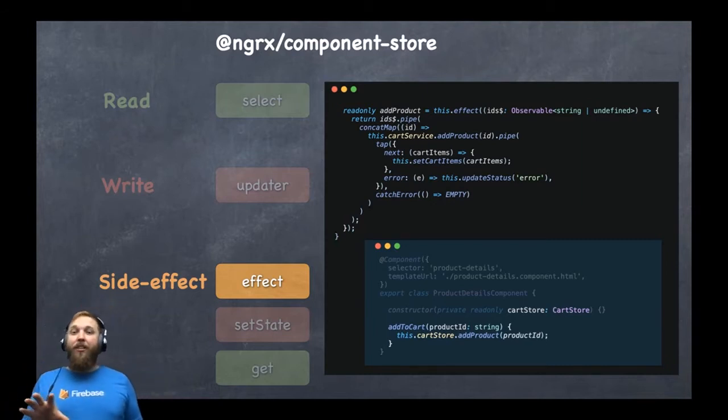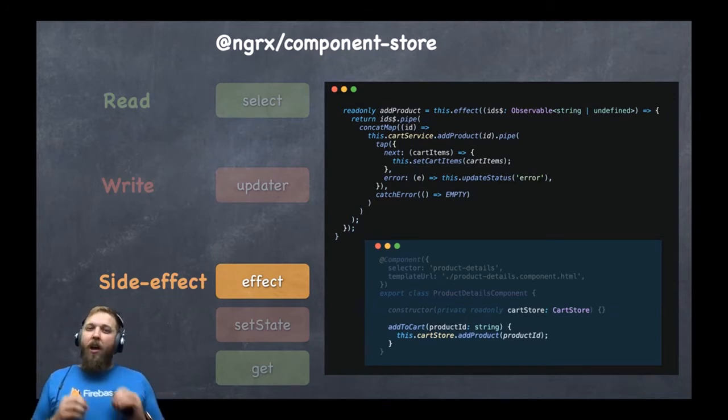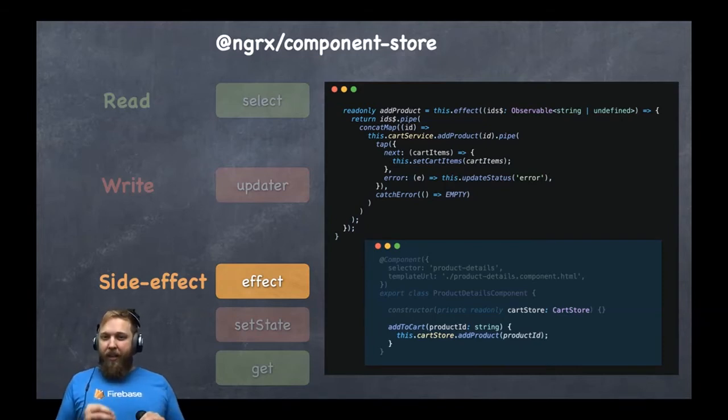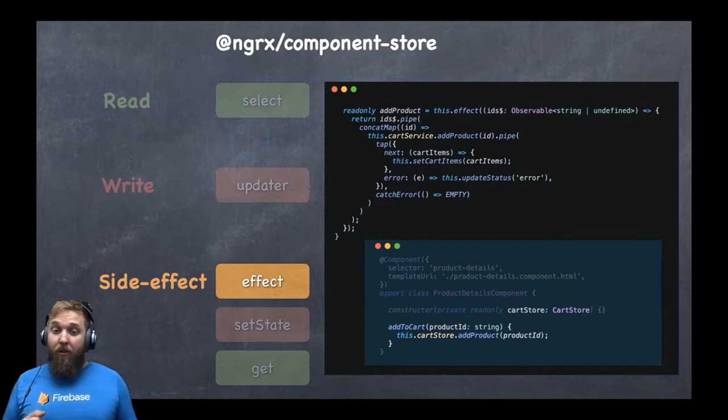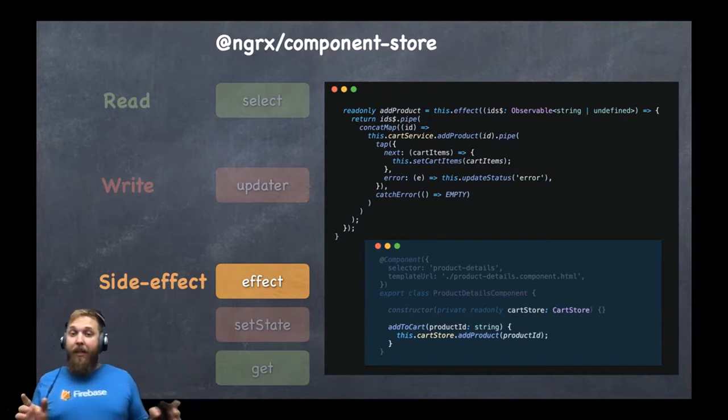But within the effect, we're actually dealing with an observable because we want to handle these race conditions, right? We want to be specific about which strategy we're choosing to handle that. So every time this addProduct is called from any place in the application, they are all pushed into this observable stream.